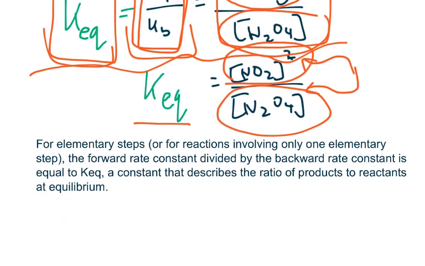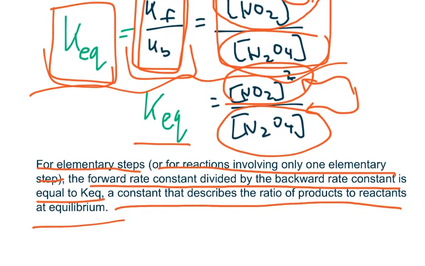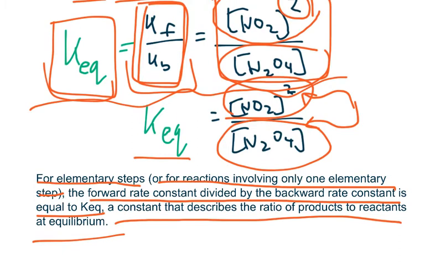Now, the thing about this is that for elementary steps, or for reactions involving only one elementary step, the forward rate constant divided by the backward rate constant is equal to Keq, a constant that describes the ratio of products to reactants at equilibrium. So remember, this is only for elementary steps.